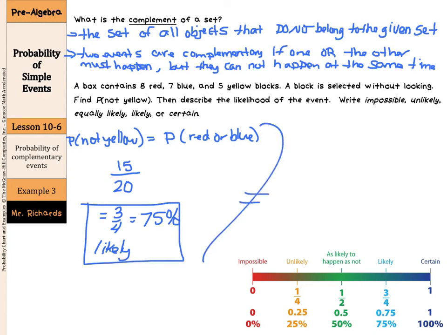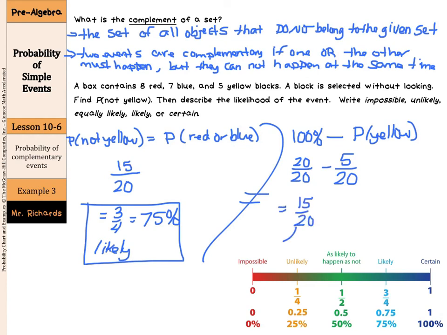The other way is to say, well, in this event, there's 8 red, 7 blue, 5 yellow. I'm 100% certain to get a block. So if I take a look at my 100% and subtract away the probability of getting a yellow, that will leave me with everything else. And so if there are 20 events, you have a 20 out of 20 chance of getting some block. And if you subtract away the probability of getting a yellow, 5 out of 20, you're again left with 15 over 20, which again simplifies to 3/4 or 75%, which is likely.